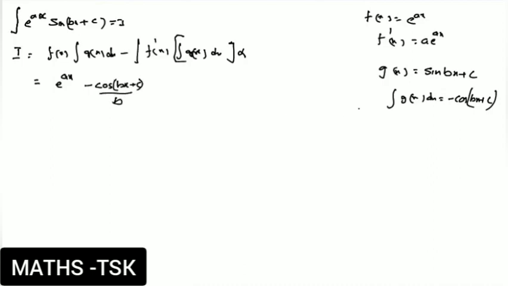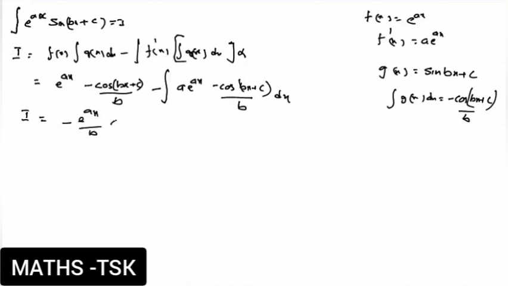I left b here, and then minus integration of f dash of x, which is a into e power ax, integration of this is minus cos of bx plus c by b, into dx. So I is minus e power ax by b cos of bx plus c, minus of minus, plus a by b into integration of e power ax cos of bx plus c into dx.